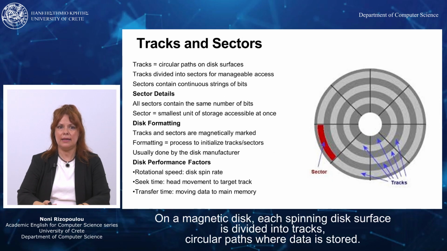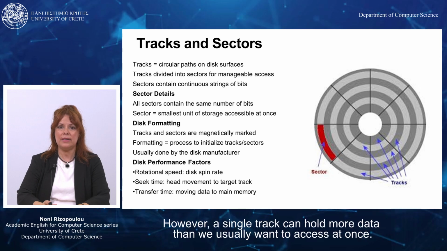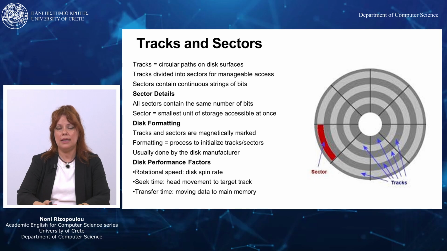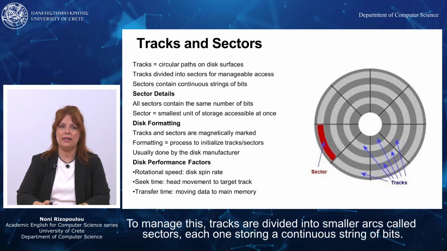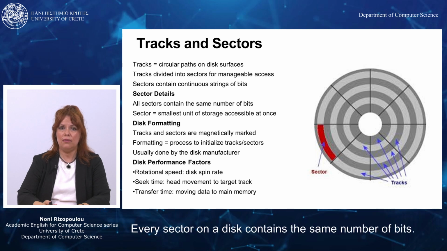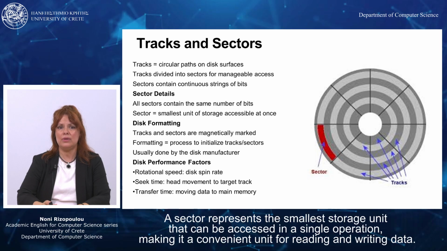On a magnetic disk, each spinning disk surface is divided into tracks, circular paths where data is stored. However, a single track can hold more data than we usually want to access at once. To manage this, tracks are divided into smaller arcs called sectors, each one storing a continuous string of bits. Every sector on a disk contains the same number of bits. A sector represents the smallest storage unit that can be accessed in a single operation, making it a convenient unit for reading and writing data.